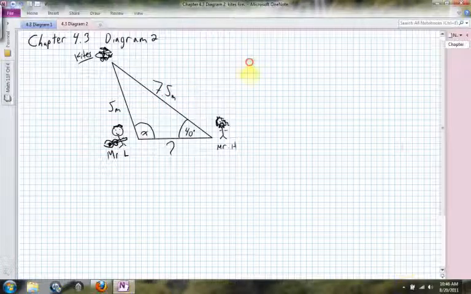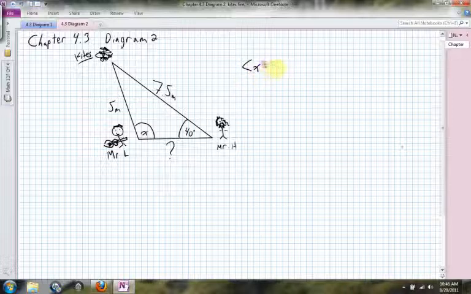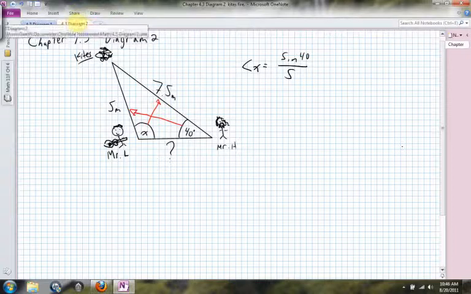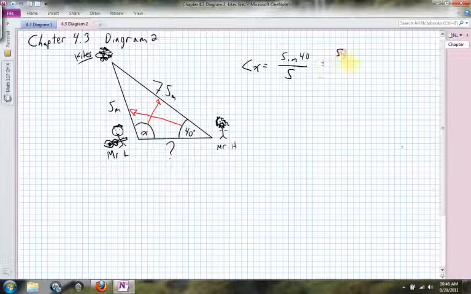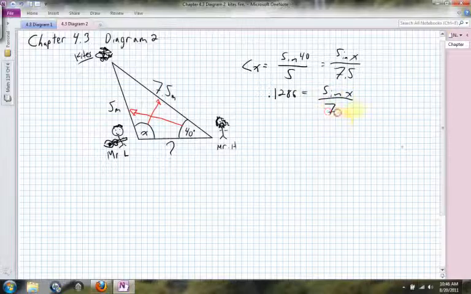So for angle x, we do it the same way. We say sine 40 divided by 5. Again, we do that because 40 and 5 are right across from each other, and x and 7.5 are right across from each other. So that's going to be equal to sine x over 7.5. Again, sine 40 over 5 is 0.1286. That's equal to sine x over 7.5.